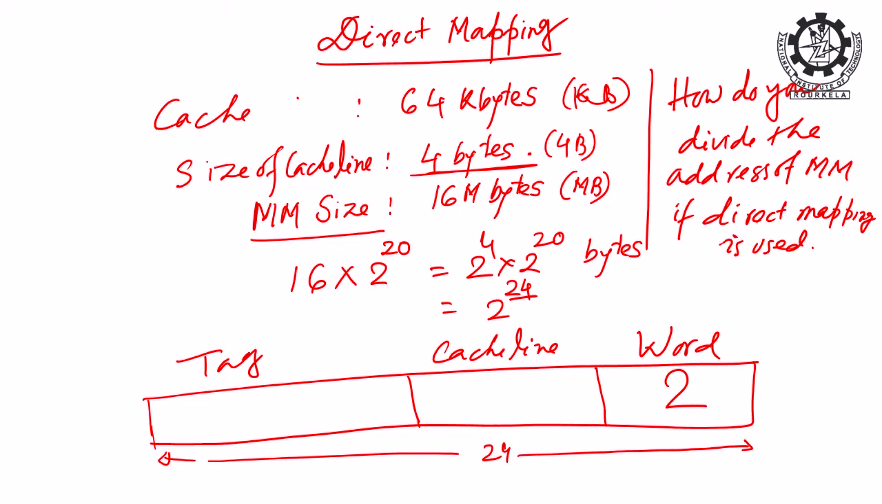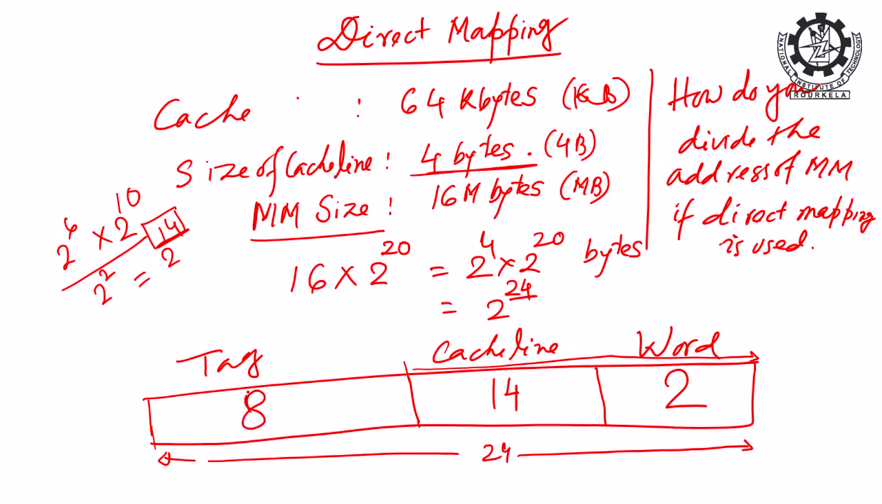Now, the cache line. How many cache lines are there? So, what is the size of the cache? That is 64 into 2 to the power 10 bytes. 64 means 2 to the power 6, and each cache line size is 4 bytes, that means 2 to the power 2. So, that will give you 2 to the power 14. To identify each cache line we need 14 bits. So, the total is 24, and this is 16. Therefore, the tag will be 8. So, that is the way we should divide the main memory address. Okay.